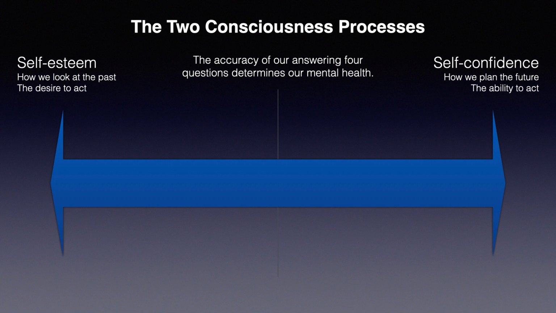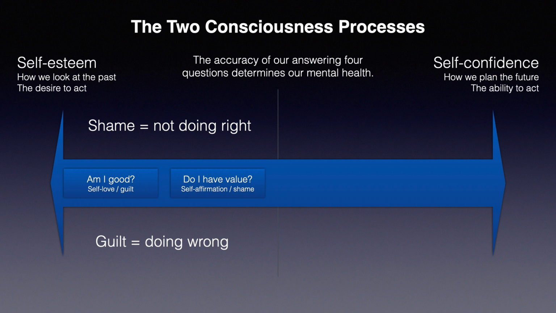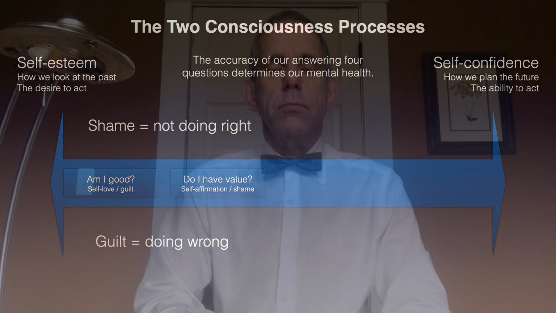For self-esteem, those questions are, am I good and do I have value? They roughly correlate with guilt and shame. Now keep in mind that these are all conceptual because we are talking about a model of the brain and not a software program. Nonetheless, we will define these terms as much as we can to help your understanding. For example, guilt comes from doing the wrong thing and shame comes from not doing the right thing. So that's the first step. Replacing the ambiguous depression label with the concept of inaccurately looking at the past. Now let's look at how those inaccuracies might come to be.